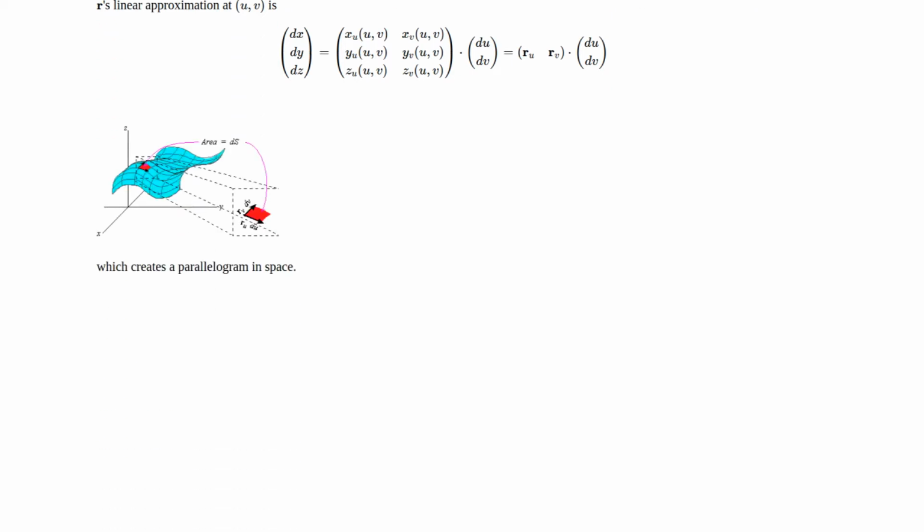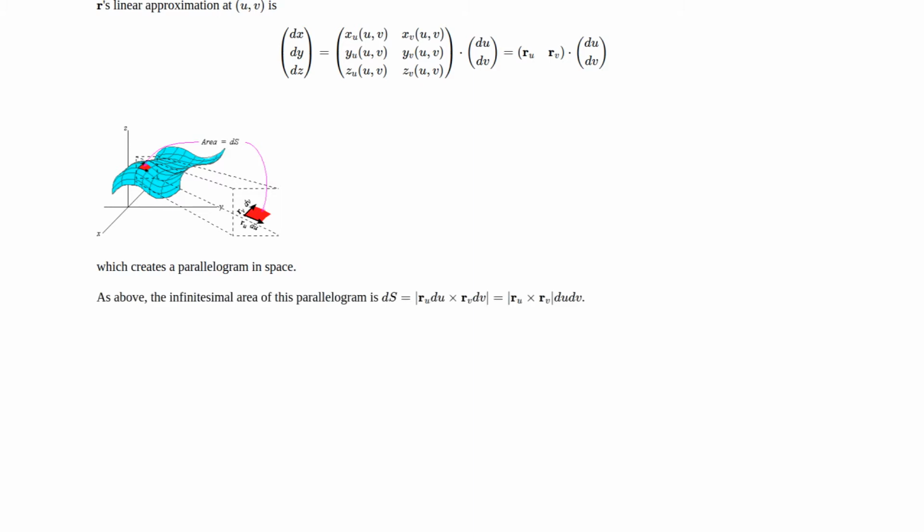It also creates a parallelogram in space. The sides of this parallelogram are r_v, the partial derivative in v of r, the position vector, dv, and r_u, du. And so the area of that is a little piece of the area of this surface, more particularly of the linear approximation of the surface, which is moving around the surface, as shown in this picture.